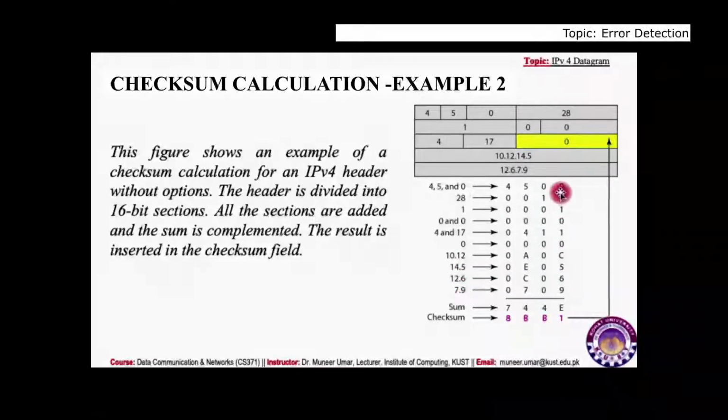Then the sum is calculated of all these hex values, and the 1's complement is taken of this sum. So this one is the checksum for our header. It is just like the transport layer, but at that time we converted the fields into binary bits. There were blocks of 16 bits.